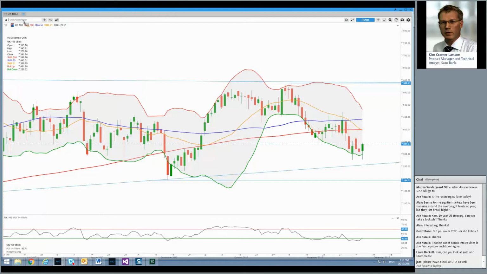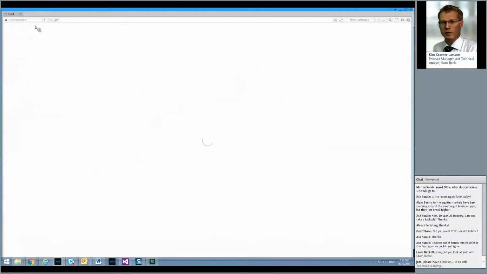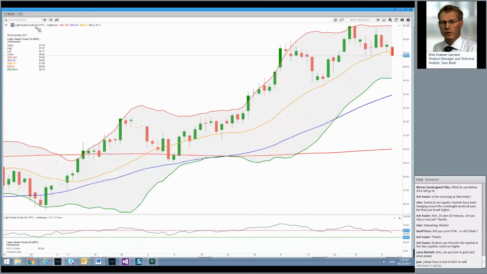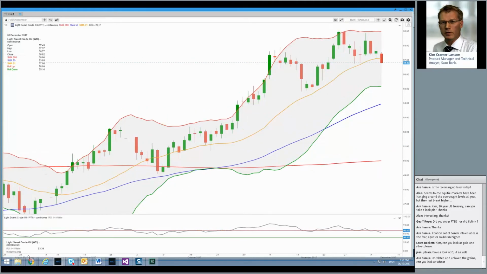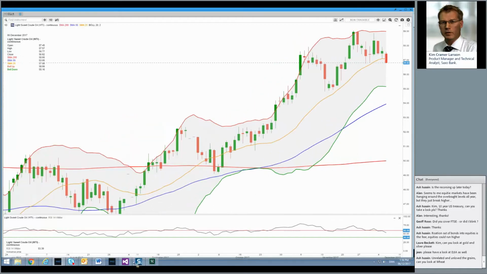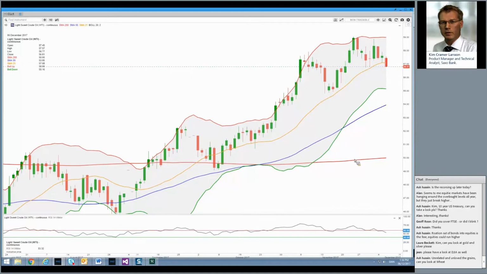Okay, let's move on to some of the commodities, if you're interested in that. I am skipping Dow Jones because I actually had a look earlier today. If there's time at the end, I will talk about it, but it basically looks like S&P 500. Of course, the levels are different, but the formations are pretty much the same.